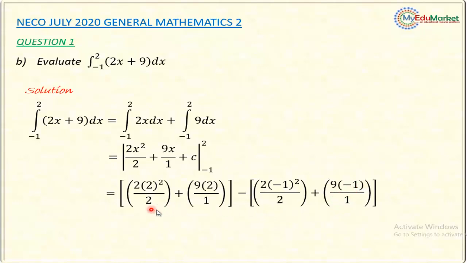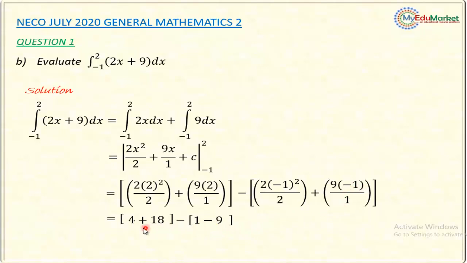So I'll now simplify each of those brackets. 2 squared is 4. 4 times 2 is 8, and 8 divided by 2 is 4. And 9 times 2 is 18. 18 divided by 1 is 18. Then coming here, -1 squared is positive 1 times 2. 2 divided by 2 is 1. So that gives me this 1. And 9 times -1 is -9, and -9 divided by 1 is -9.